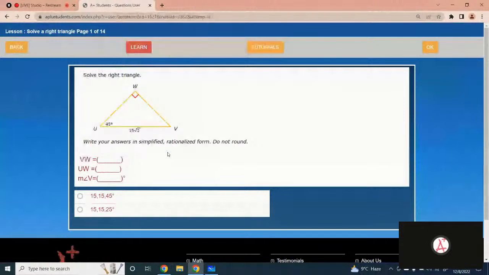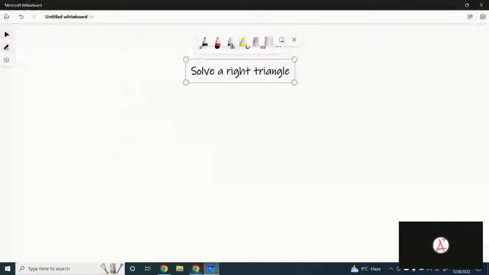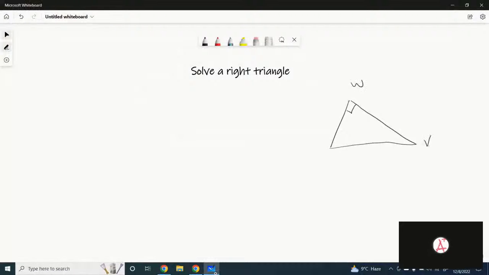Solve the right triangle. You are given a right triangle. You have to find the missing side lengths and the missing angle. Let me draw the triangle on the board. Triangle WVU. This is a right angle at W, and you are given that angle U is 45 degrees. You are given two of the angles and one of the sides.